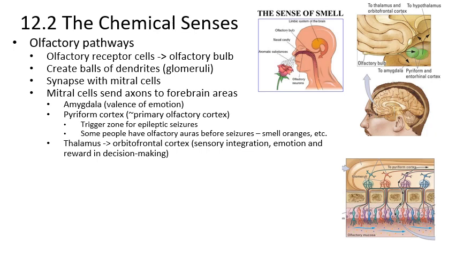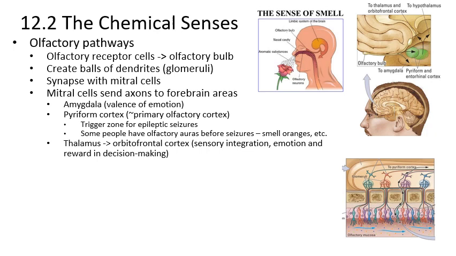So some people who have epileptic seizures have what's called an olfactory aura before the seizure, which means that they smell something that actually doesn't exist. And they smell typically the same thing every time before the seizure starts. So there are examples of people always smelling oranges before they have a seizure, and this is called an olfactory aura.